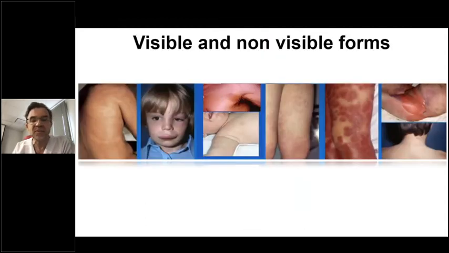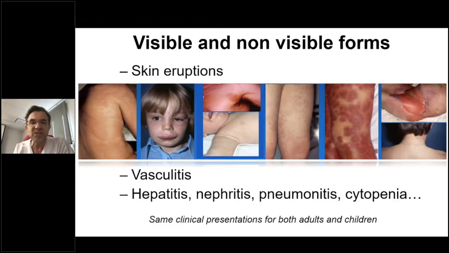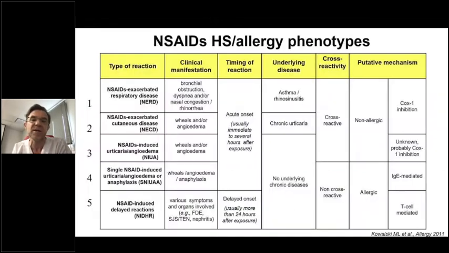Well, there are different forms of hypersensitivity to non-steroidal anti-inflammatory drugs. Most of the forms are in the skin, as you can see here from left to right: urticaria, angioedema, fixed drug eruption, toxic epidermal necrolysis, Lyell syndrome. So these are the skin eruptions that can be seen with such reactions. Vasculitis is possible, as well as specific organ involvement. Clinical presentations for adults and children are quite the same.